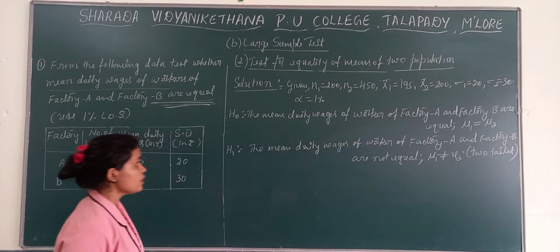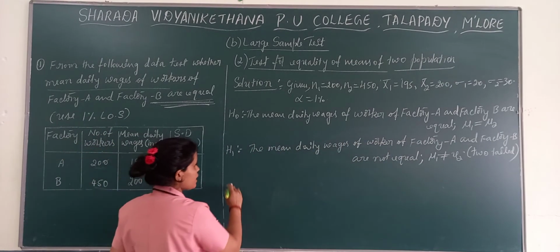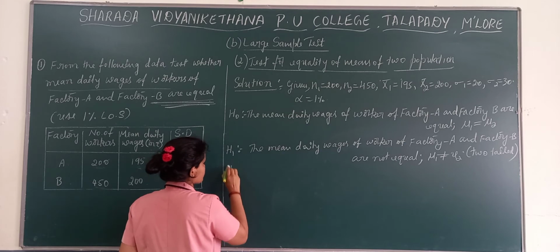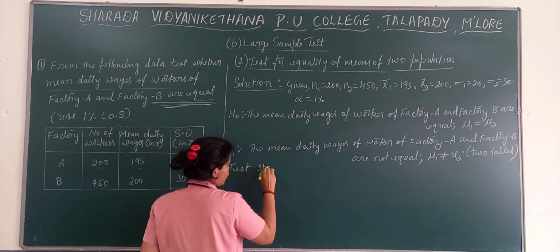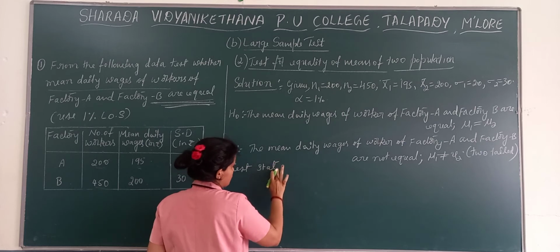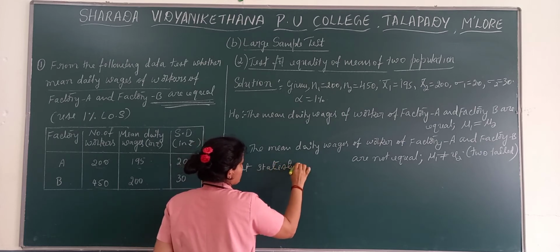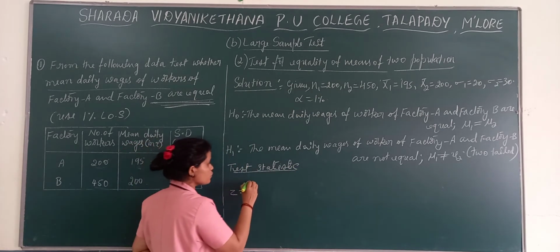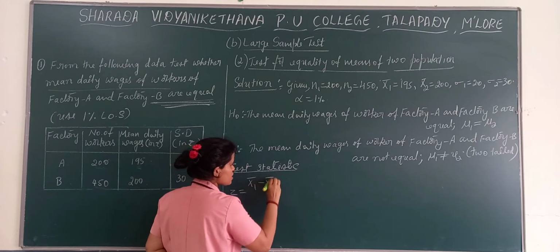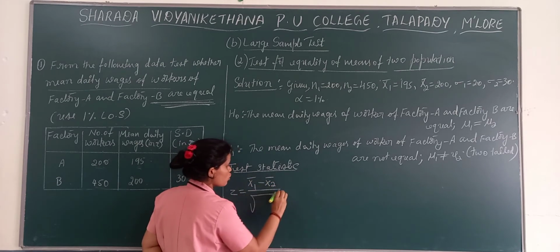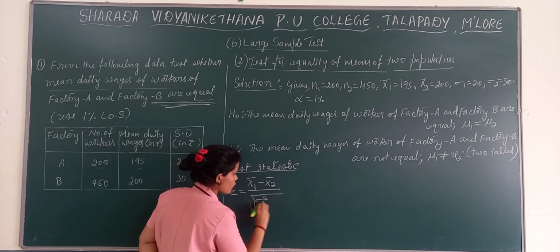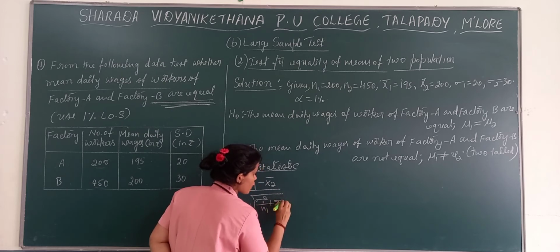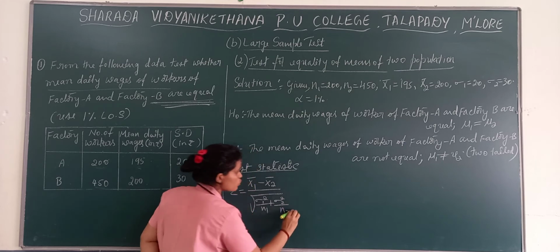So we completed the first and second steps. Then the next step is the test statistic, the computation of the test statistic. They write the formula. Z test is equal to x bar 1 minus x bar 2 divided by the root of standard deviation 1 square by n1 plus standard deviation 2 square by n2.